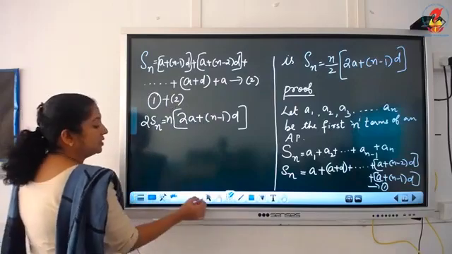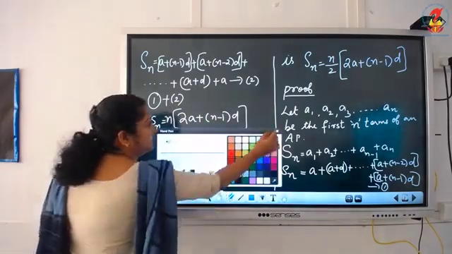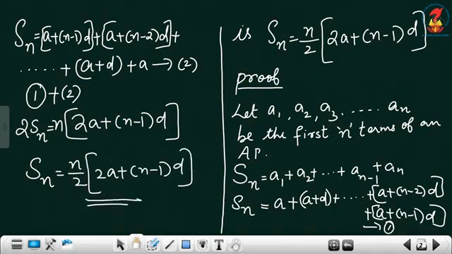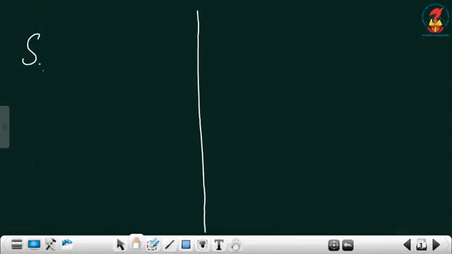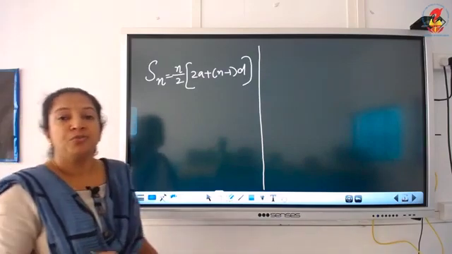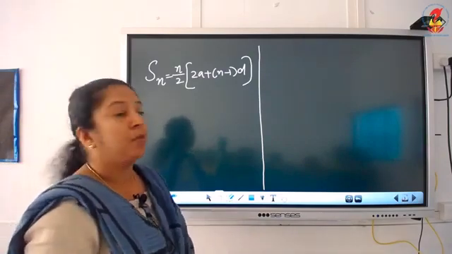So, Sn is equal to, therefore, Sn is equal to n by 2 into 2a plus n minus 1 into d. This is the final answer. So, what we got is Sn is equal to n by 2 into 2a plus n minus 1 into d. This is the formula to find the sum of first n terms of an AP.